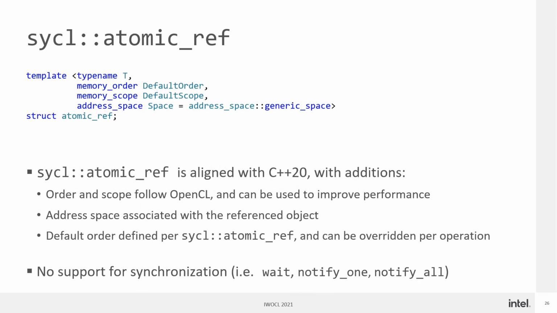This slide gives a flavor for the SYCL atomic_ref class, which should be familiar to C++20 programmers who are familiar with the C++20 atomic_ref. Fundamentally, it's very similar to C++20, except it has several additions that are unique to SYCL. It includes an order and a scope, similar to OpenCL, that can be used to improve performance. It also associates an address space with the reference object. The default order and the default scope are also specified per atomic_ref, but they can be overridden per atomic operation. One of the limitations to be aware of is that the SYCL atomic_ref class doesn't have support for synchronization. So there's no support for wait, notify_one, notify_all, etc.